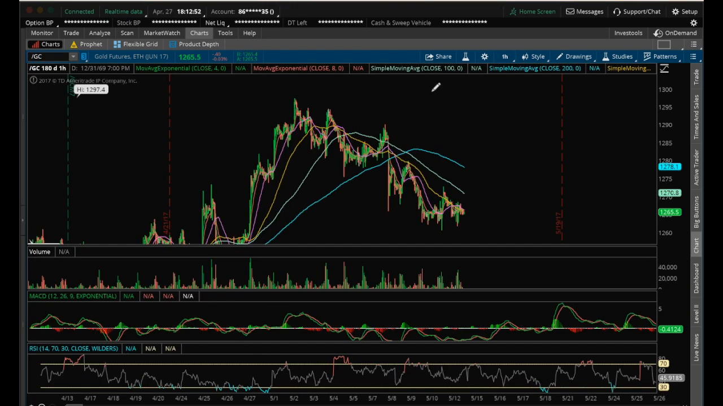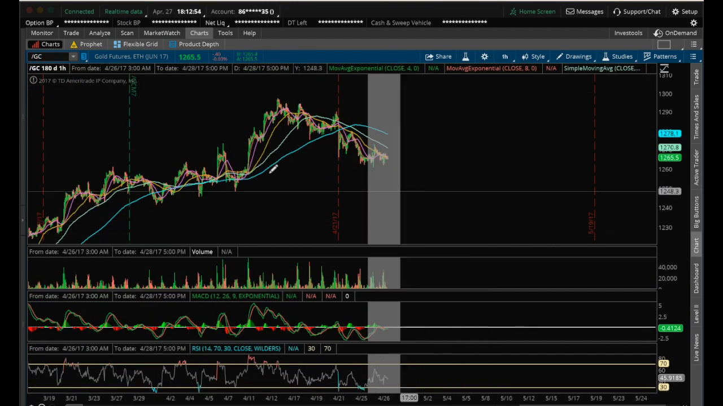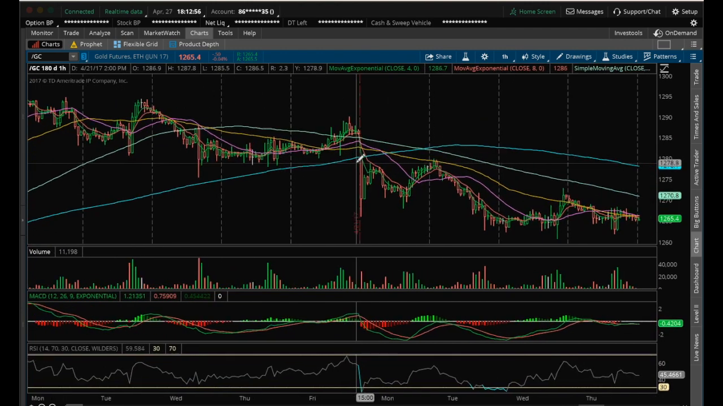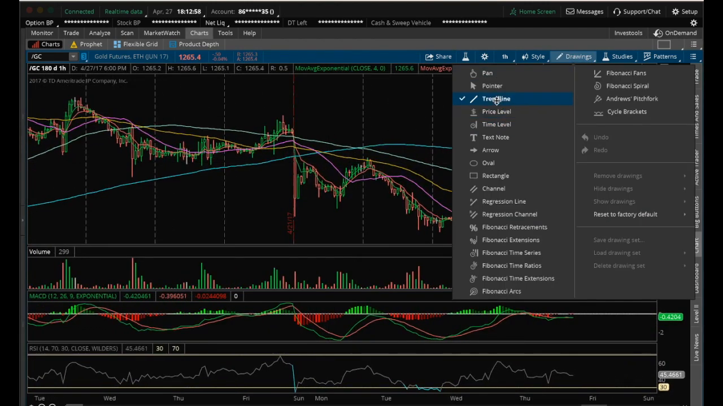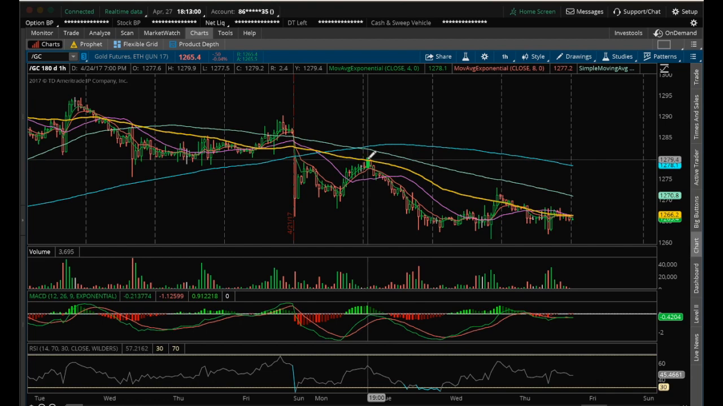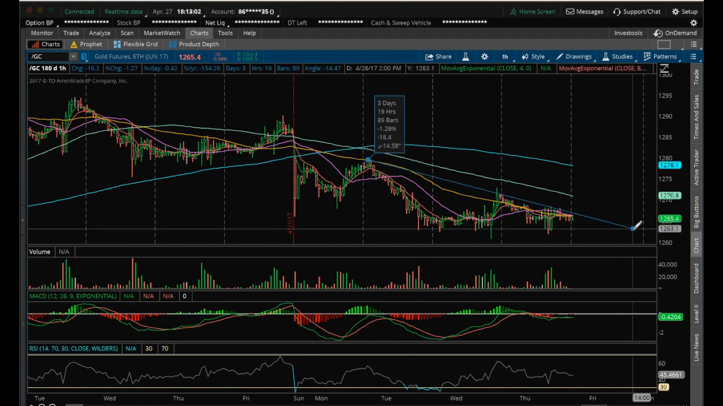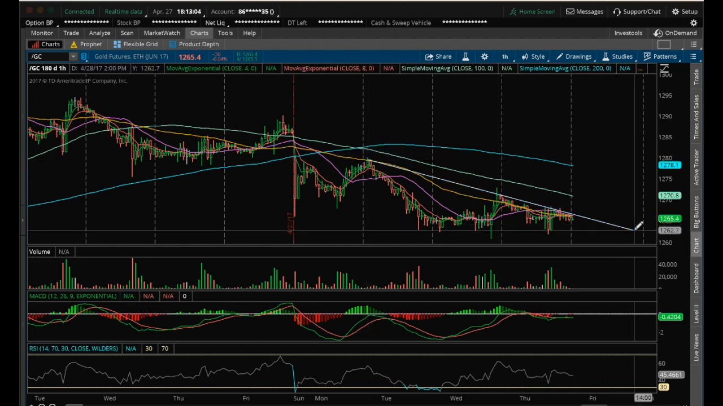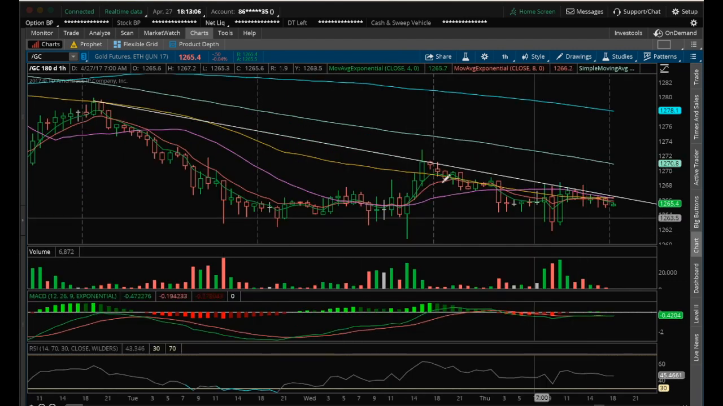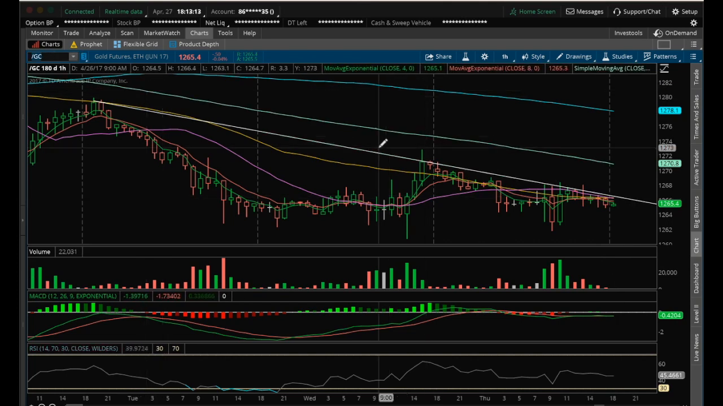If you're looking at the hourly chart here, since Tuesday we've had this clear downtrend line. Draw this downtrend line here. On the hourly, that's what to look for for it to break. We can see these long upper wicks of rejection from that downtrend line. So that's something to watch for on the hourly chart.